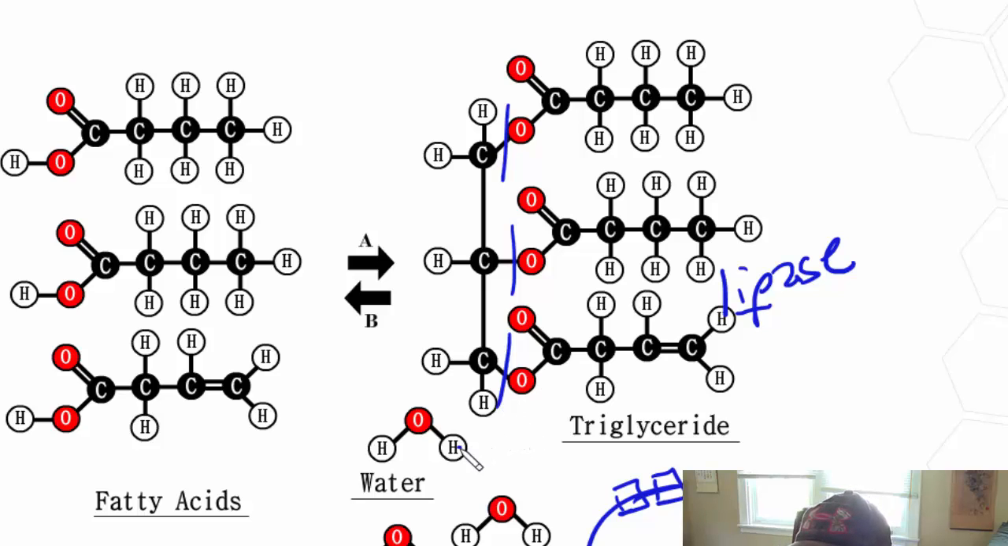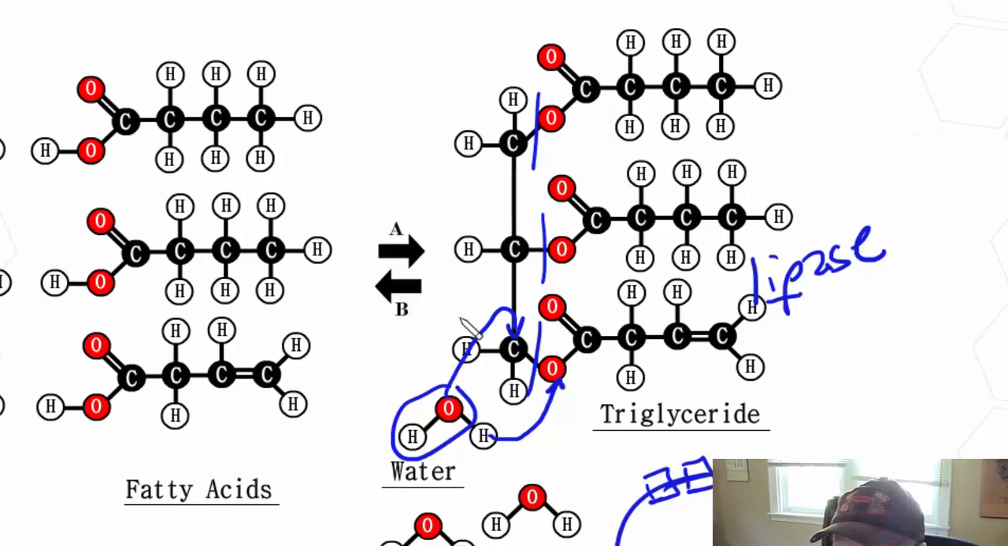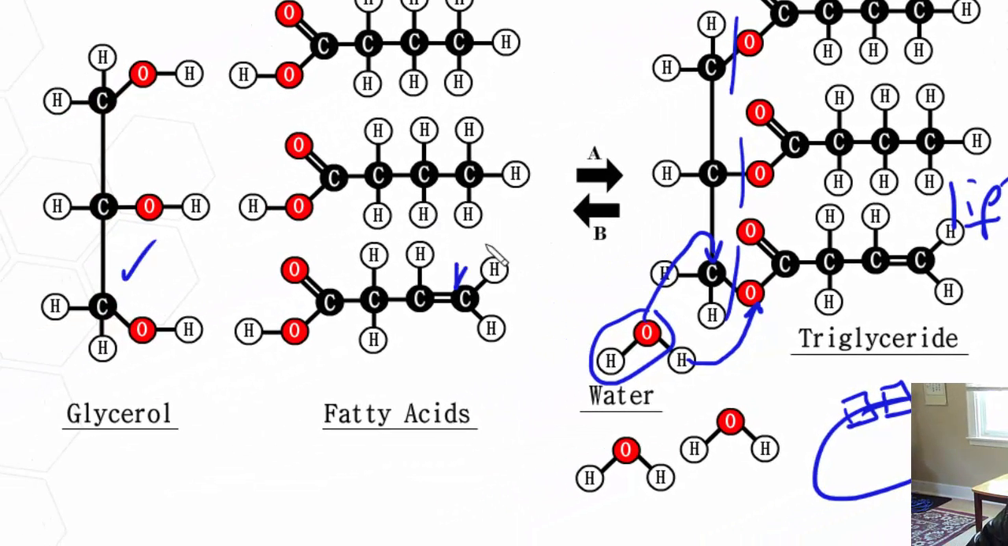All right, so if you take this H from water, click it on there, and take the OH and click it onto here, you will regenerate your glycerol. And you will have fatty acids if you do that at every spot.